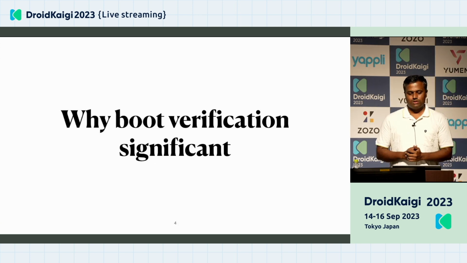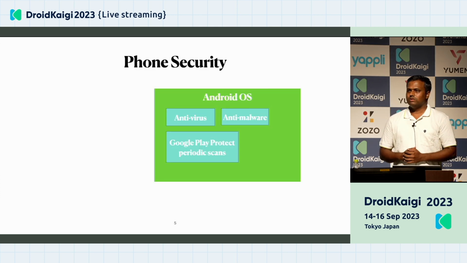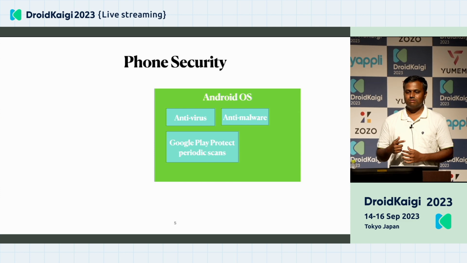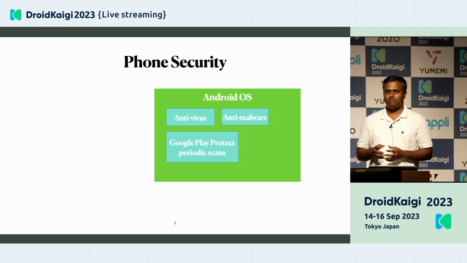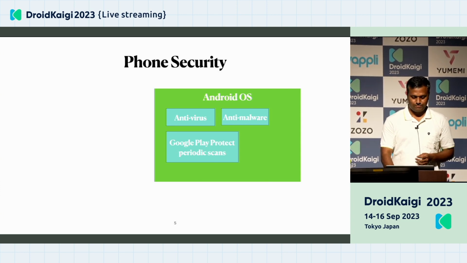So the first question is, why is boot verification significant? All of us are using Android phones, which have the Android OS, and for security purposes, we use antivirus software, anti-malware software, or we have Google Play Protect, which by default does periodic scans, and if there is any potentially harmful application, it notifies the user. But what if your device has some process with root permission? That process may disable or fool these antivirus and anti-malware software.